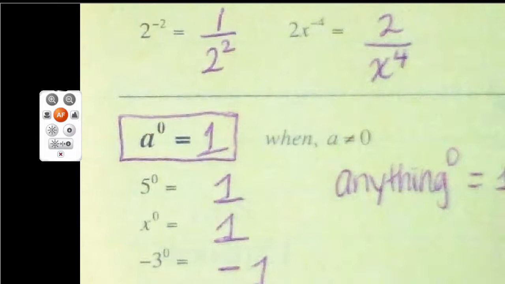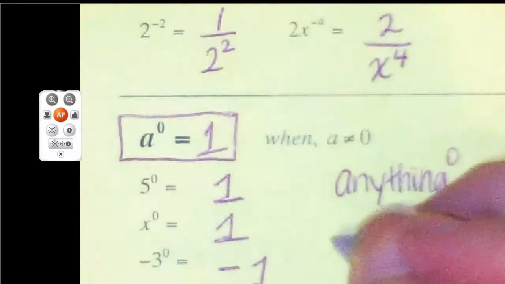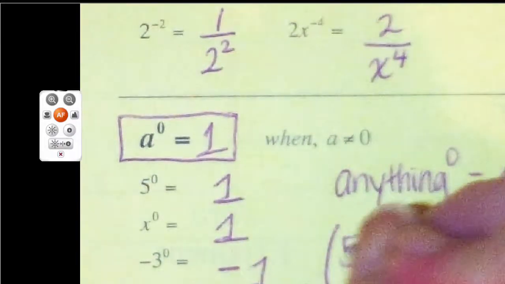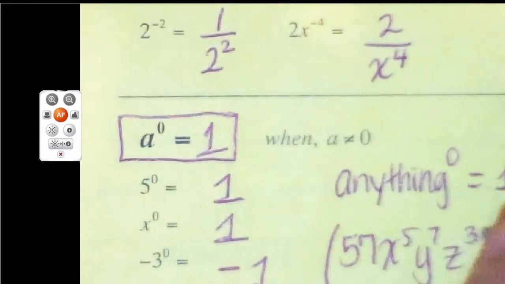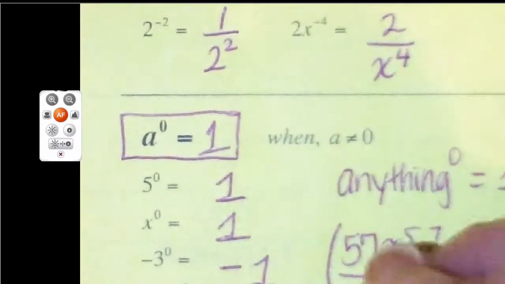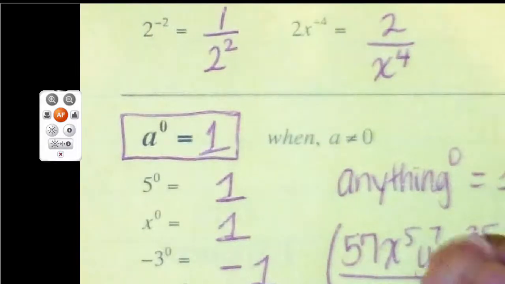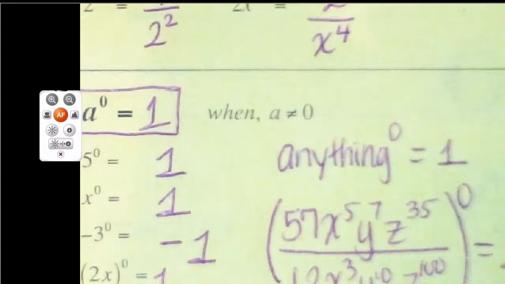I will often give students a really big, crazy looking fraction. It doesn't matter what it is. I can write anything in there. But when it's all raised to the 0 power, just remember that it's equal to 1. Don't panic. Anything to the 0 is equal to 1. I promise half of you the first time I give you that, will try to simplify everything inside. Don't waste your time. Anything to the 0 is 1.